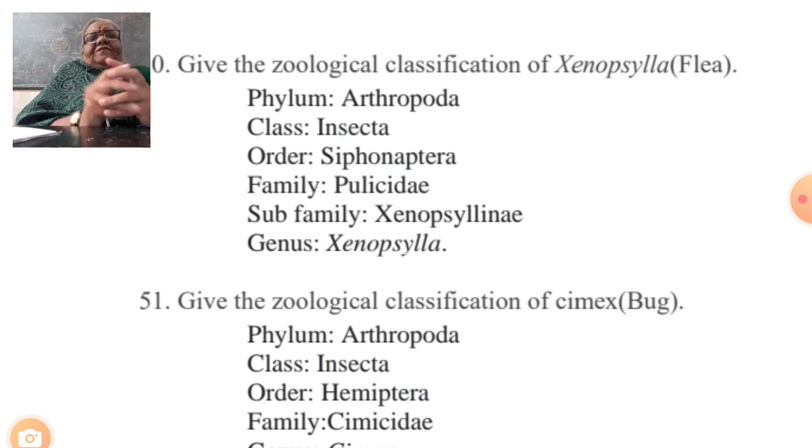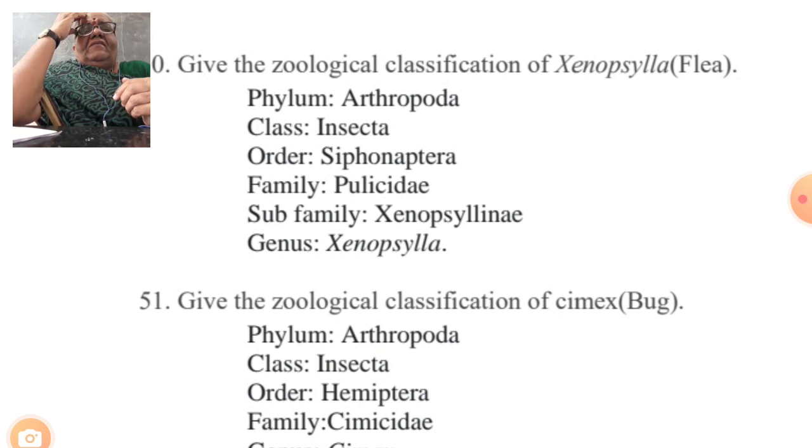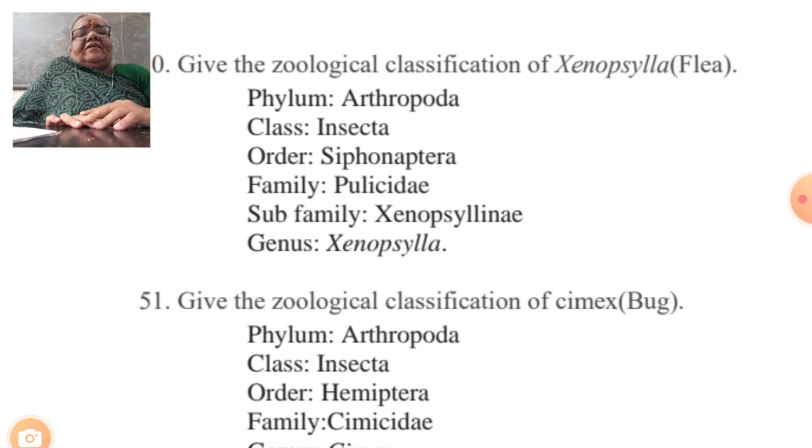It belongs to the phylum Arthropoda, class Insecta, order Siphonaptera, family Pulicidae. Okay, subfamily Xenopsyllinae, genus Xenopsylla, commonly called as flea.